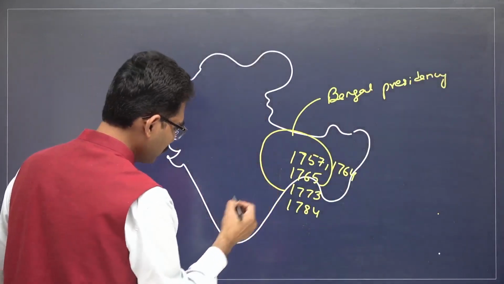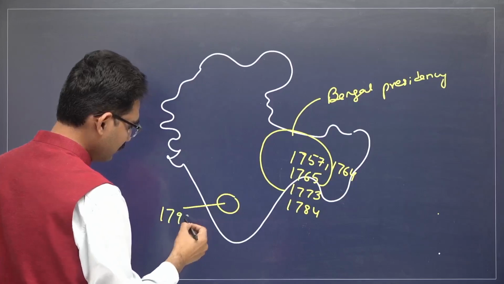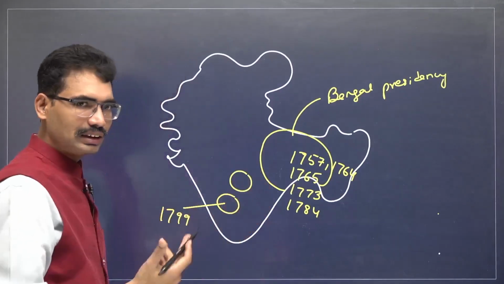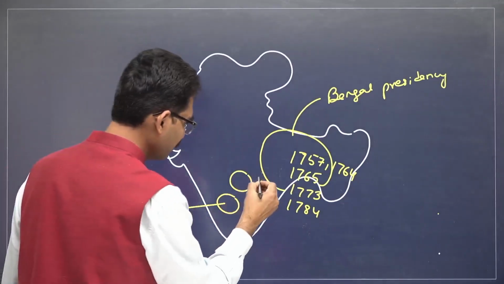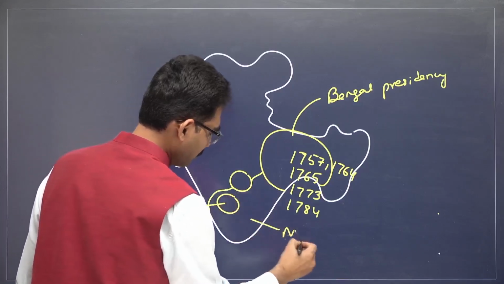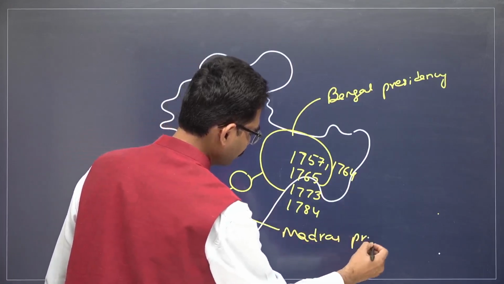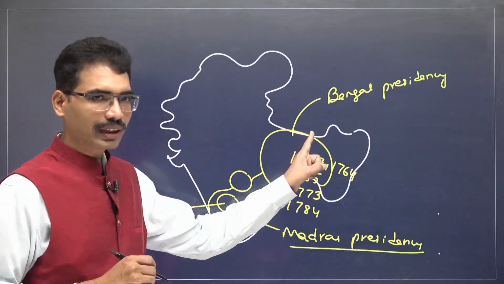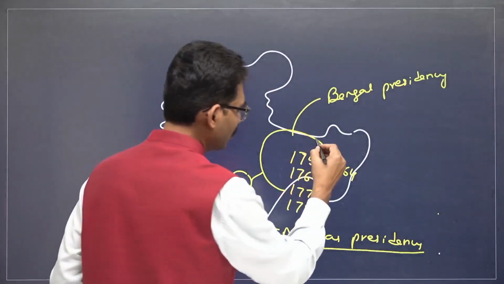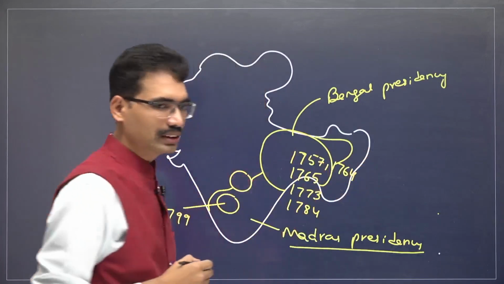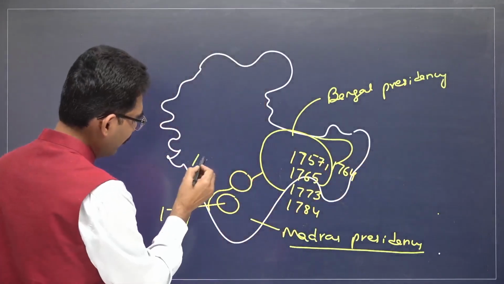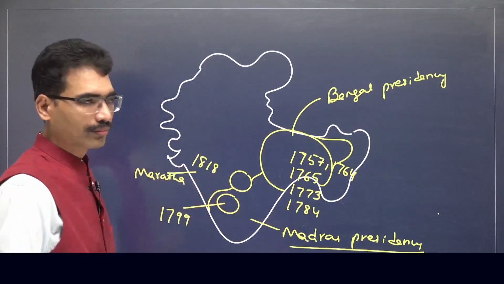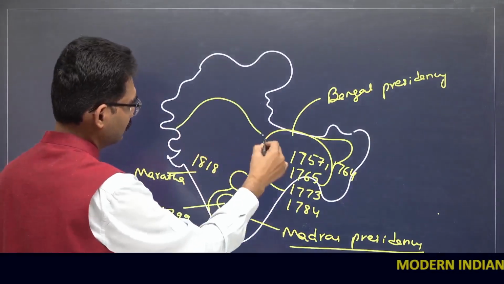Now, by 1799, Mysore also conquered. Nizam already signed Subsidiary Alliance Treaty with the English people. As a result, Madras presidency also enlarged. You see how East India Company is expanding its territories. Now, they are even entering into this region also. By 1818, Maratha Empire also captured. Now their power reached till this.